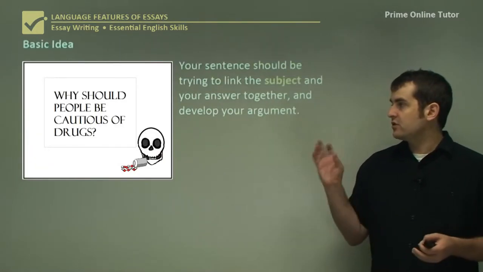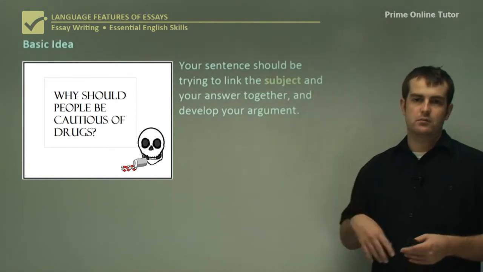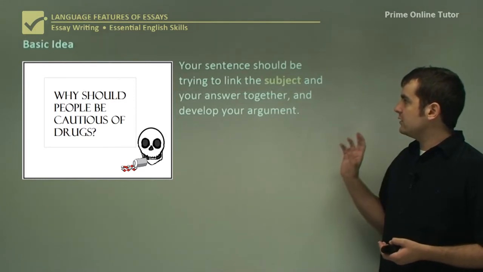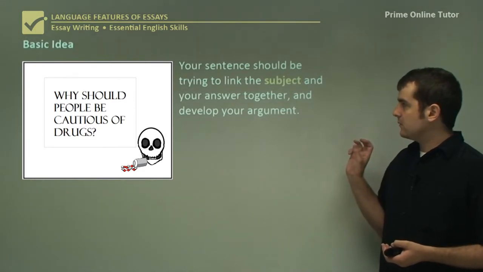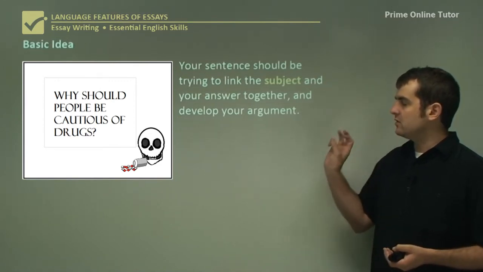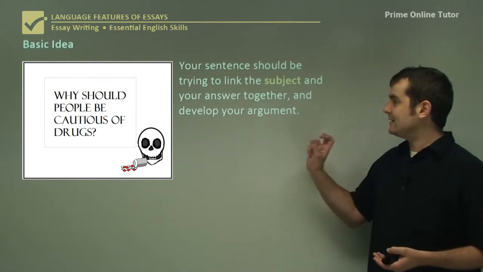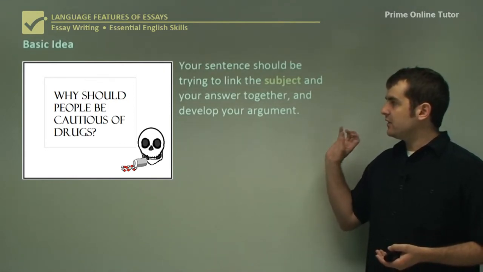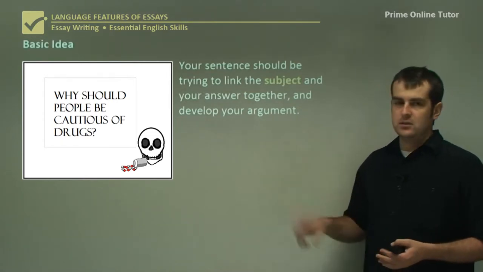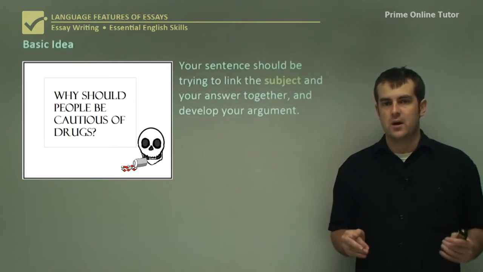Alright, so let's start with the question. The question we'll look at is, why should people be cautious of drugs? Very basic question, but we're going to expand on it. Your sentence should be trying to link the subject and your answer together and develop your argument. Your subject in this case is why people should be cautious of drugs, and your answer should link back to that question. Developing your argument is developing that link and making it much, much stronger.